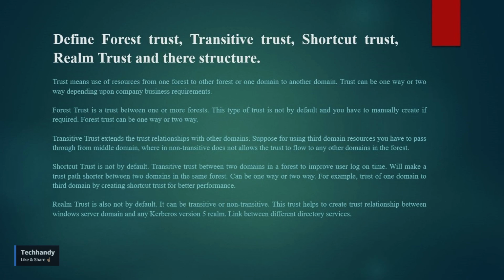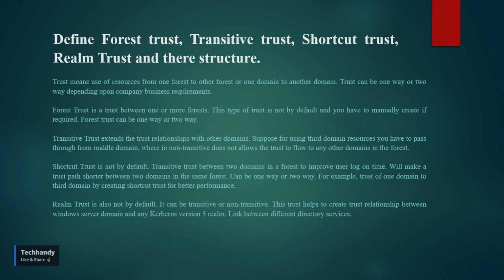Define forest trust, transitive trust, shortcut trust, realm trust and their structure. Trust means use of resources from one forest to another forest or from one domain to another domain. Trust can be one-way or two-way, depending upon company business requirements. Forest trust is a trust between one or more forests. This type of trust is not created by default and you have to create it manually if required. Forest trust can be one-way or two-way.